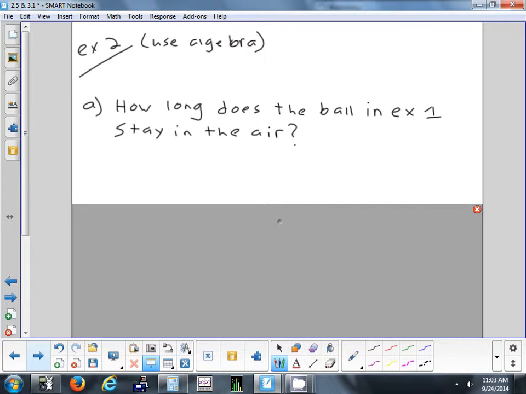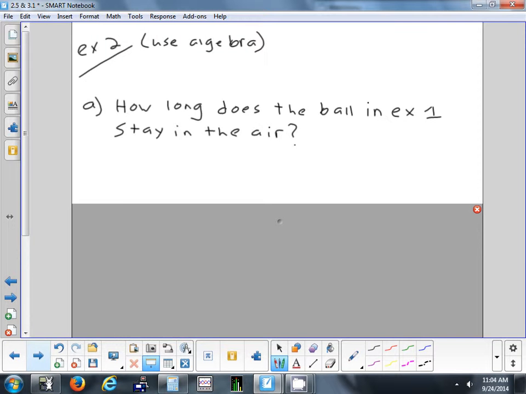Okay, next problem I want to look at is how long does the ball stay in the air? When we're talking about something being in the air, how does that relate to its height? If it's in the air, then its height is what compared to ground level? It's greater than 0. The book goes with greater than or equal. Technically, once the height equals 0, it's on the ground, but we'll follow what the book does.